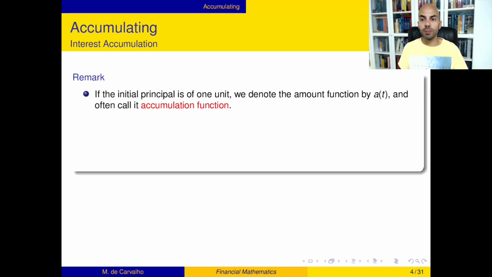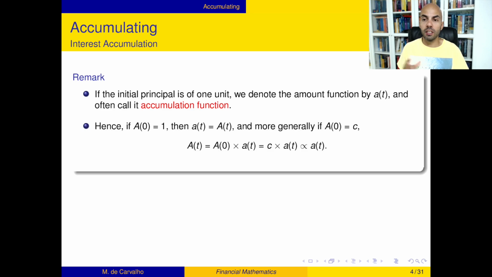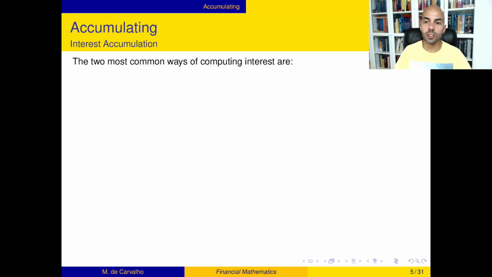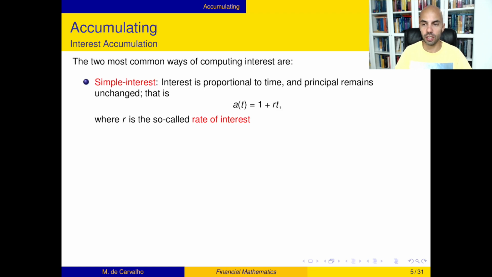If the initial principal is of 1 unit, we denote the amount function by lowercase a and call it the accumulation function. The accumulation function and the amount function are essentially the same thing, apart from a factor c, which represents the principal. With this framework in mind, I can already introduce you to the two most common ways of computing interest. Namely, simple interest, in which case interest is proportional to time and principal remains unchanged.